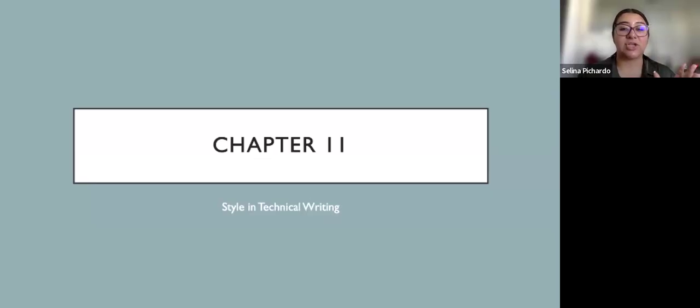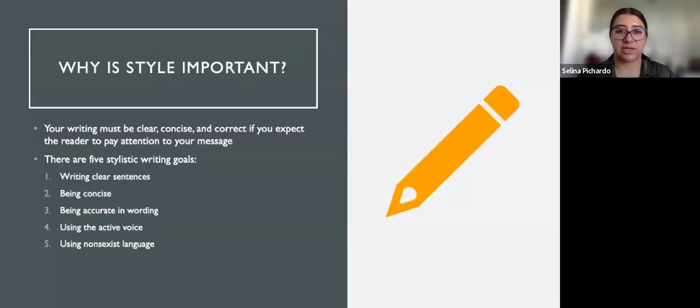So, why are we talking about style and tone and how to use that in your writing? Well, that's because your writing must be clear, concise, and correct if you want to have your reader, the audience, pay attention to your message. You want your writing to be digestible. You want your reader to understand your writing. All of this is going to help you be a more persuasive writer and is going to help the reader not only understand where you're coming from and understand your point of view, but also possibly sway your reader or the audience that you're trying to reach.